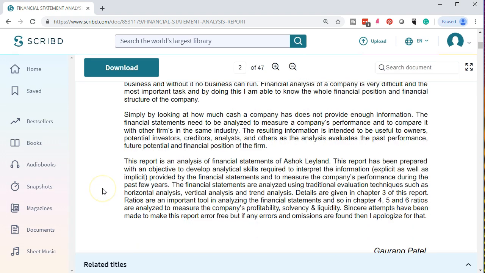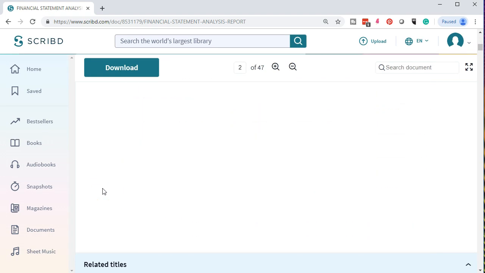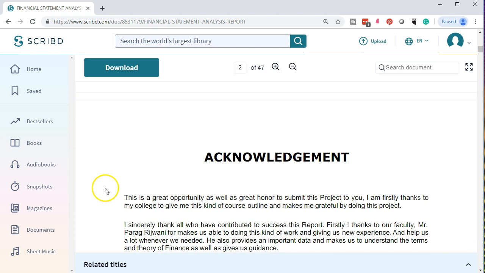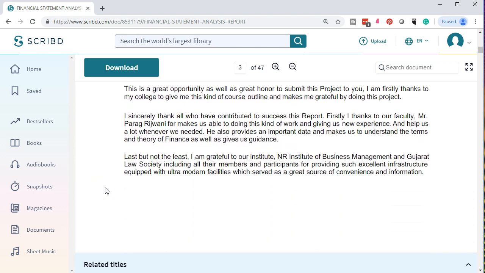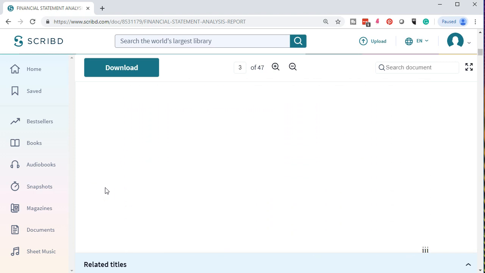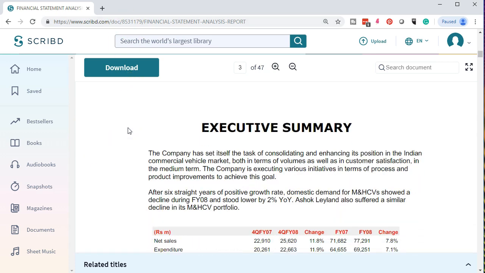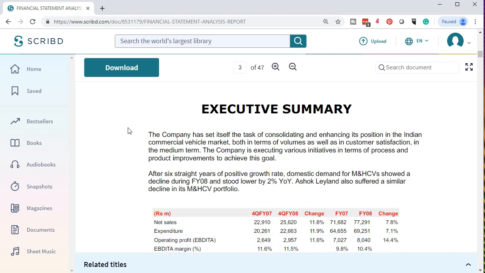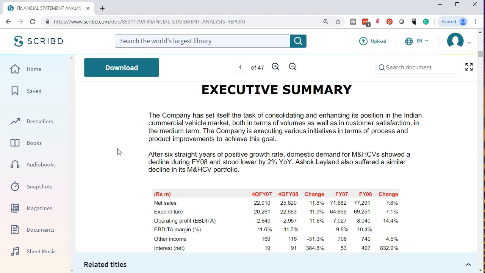Then I'll let you take a look at the preface here if you so choose. We're going to scroll through. We can also take a look at the acknowledgement. I'm going to scroll through the acknowledgement here. You can see this at the website as well. We're going to scroll through to that. And then we're going to take a look at the executive summary. So we'll actually read through the executive summary here.